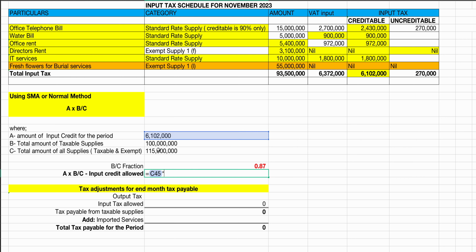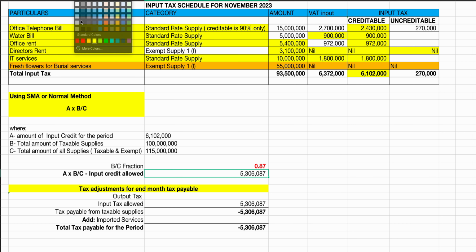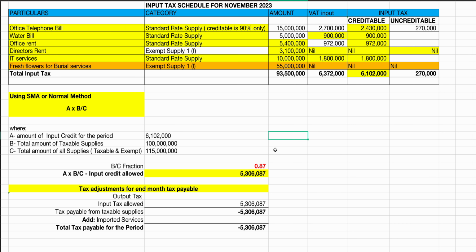Coming down here, I'll apply the formula, which is A times B over C, which is already here, and I get my total input credit allowed for the period as 5 million. So out of 6 million, the formula, or the SMA method, or normal method, will only allow 5 million as the input credit that relates to the taxable supplies.